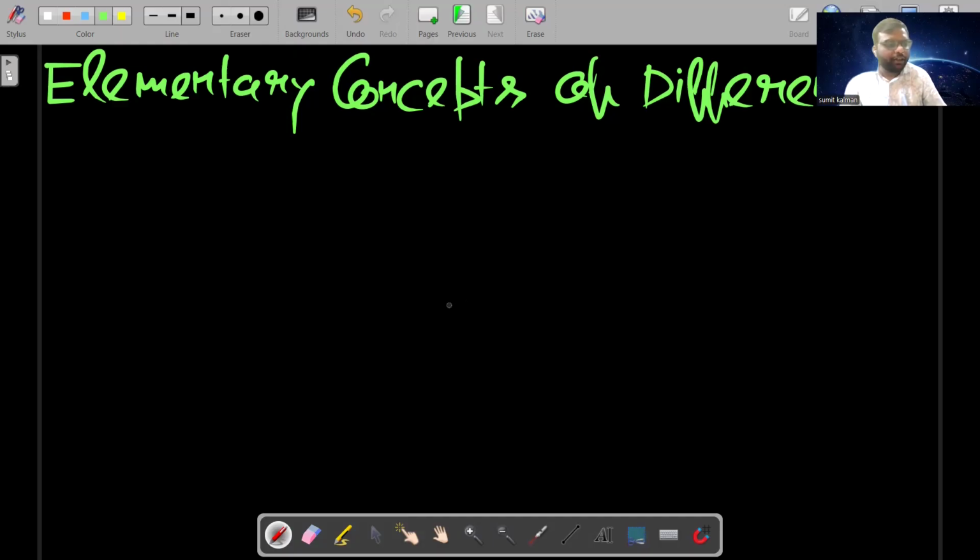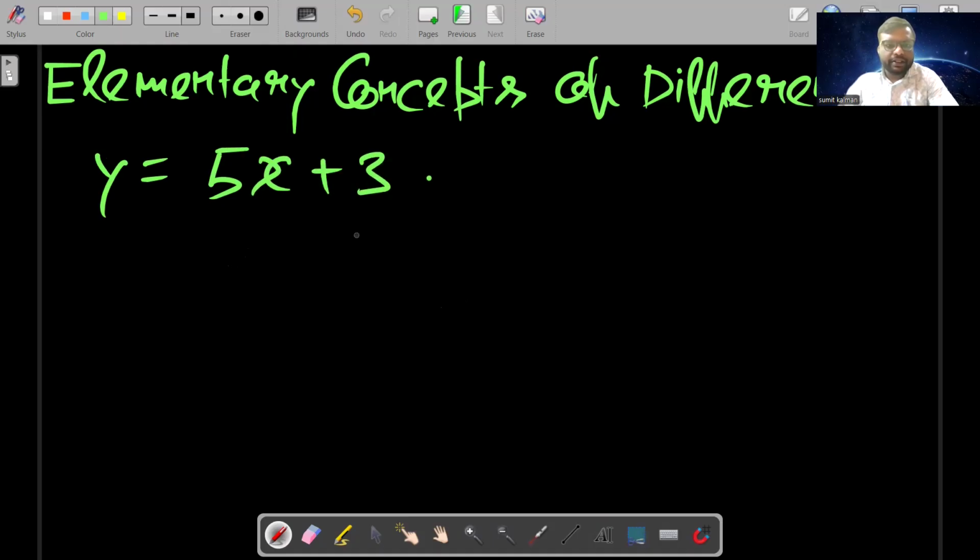So now students, suppose we write down a function relating two variables x and y. Suppose I am writing the function y is equal to 5x plus 3. This is a function. It is relating two variables. Y is a dependent variable and x is an independent variable, students.